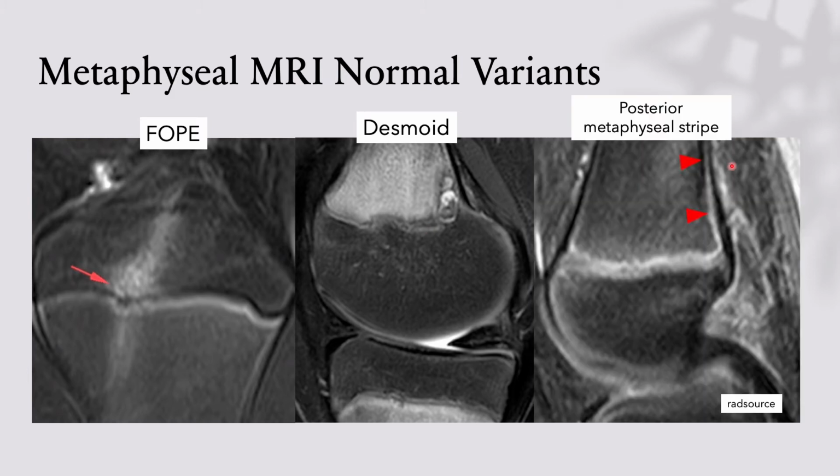And the third is this posterior metaphyseal stripe. So along the posterior cortex, you can see edema deep to and superficial to the cortex. So these are common variants. If nobody has pain associated with these things, these are just incidental findings.